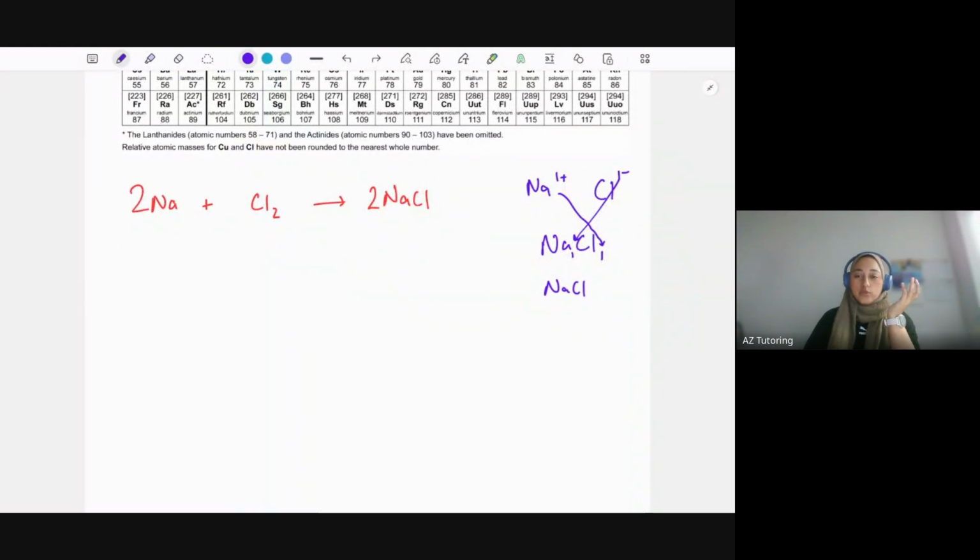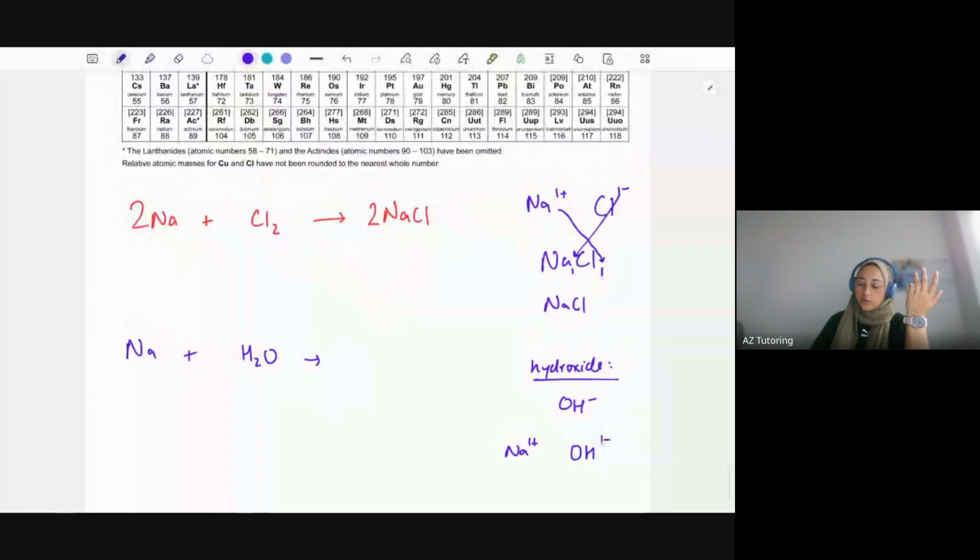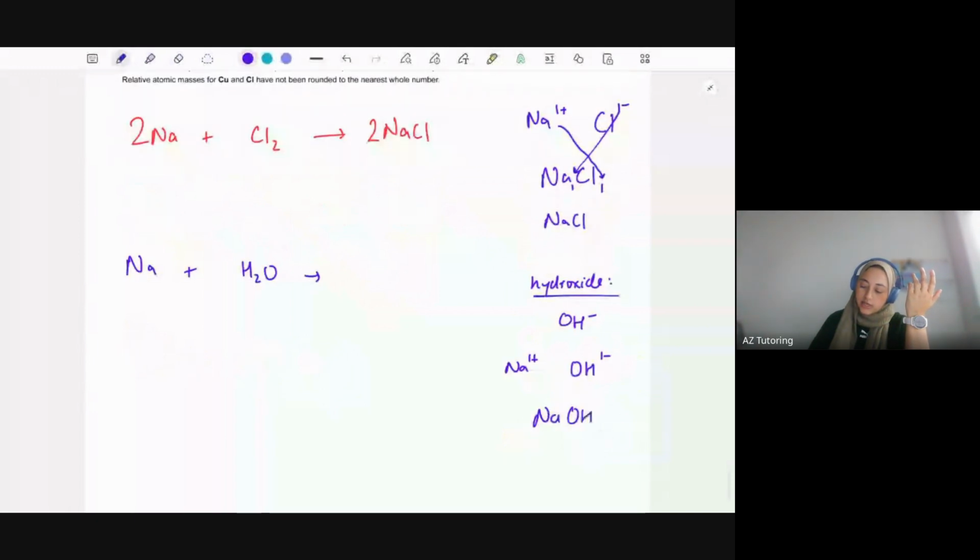Okay, reactions with water as well. So what happens when I react sodium with water, H2O? Well, we get a metal hydroxide. You should know what this word means: a hydroxide is essentially an OH minus ion. So we get a metal hydroxide, so sodium, 1 plus, which we know because it's in group 1, then OH minus, so 1 minus. If we cross them, we just get sodium hydroxide. The 1s just cross down, and we don't really need to write them. So we get sodium hydroxide, but we also get hydrogen.